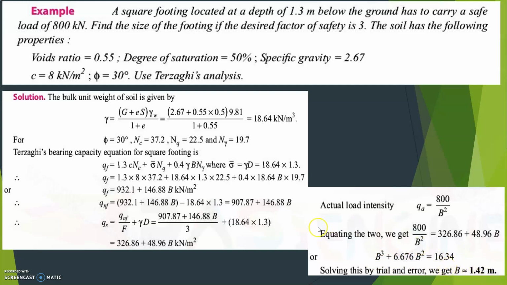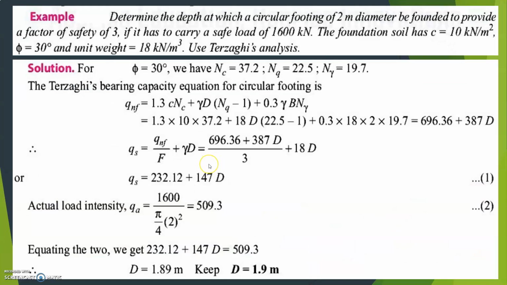I hope all of you understood. Let us take one more example on circular footing, the same type of problem. Determine the depth at which a circular footing of 2 meter diameter must be founded to provide a factor of safety of 3 if it has to carry a safe load of 1600 kilonewton. The foundation soil has C equal to 10 kilonewton per meter square, phi equal to 30 degree, and unit weight equal to 18 kilonewton per meter cube. Use Terzaghi's analysis. Here again everything is the same, only the difference is the circular footing.